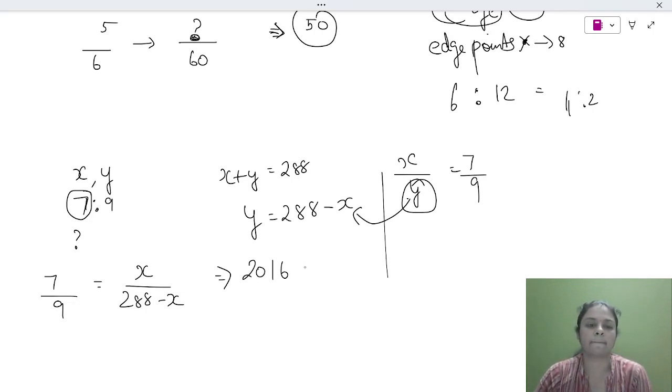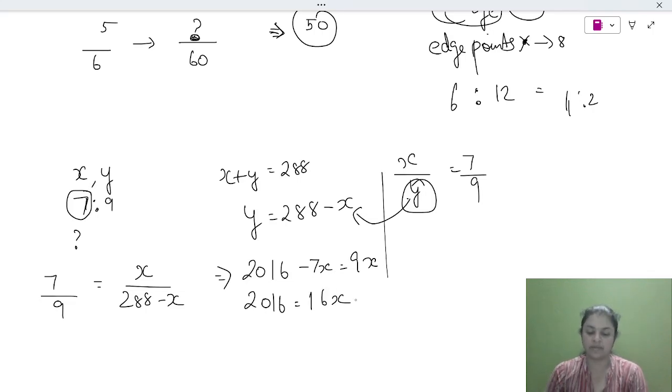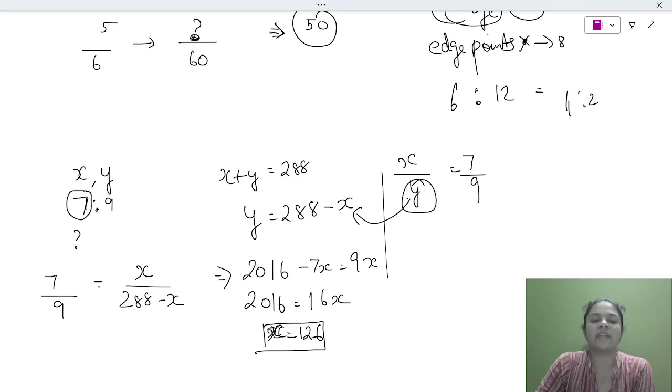2016 minus 7x is equal to 9x, or 2016 is equal to 9 plus 7, 16x. Now therefore x is equal to 2016 by 16, which is 126, which is the smaller number. Now if they ask you what is the larger number, then you can go vice versa. Instead of x, you can keep y as the value required and you can solve.